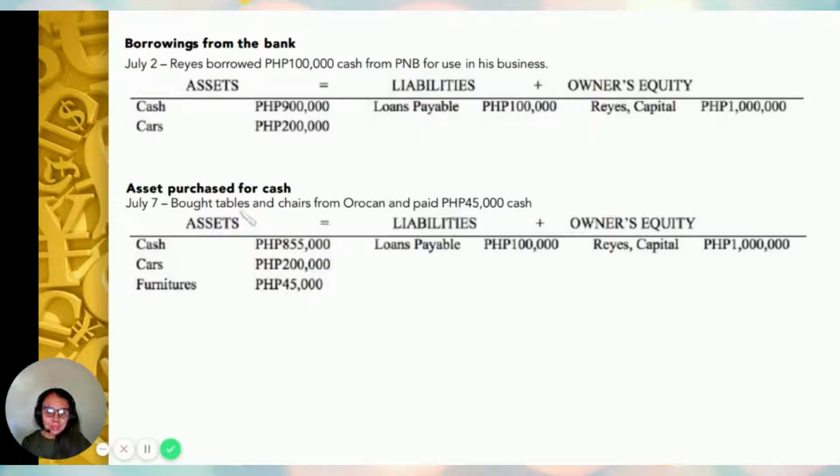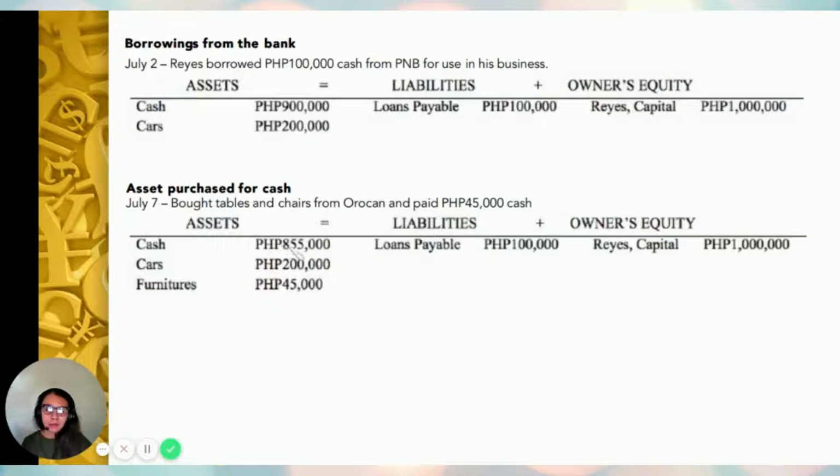In this case, bought tables and chairs from Orocan and paid 45,000 cash. That means from 900,000 less 45,000, now our cash is 855,000. Okay? Again, from 900,000, we paid 45,000 cash for the tables and chairs. Therefore, our cash is now down to 855,000. So let's take a look if our equation is still balanced.